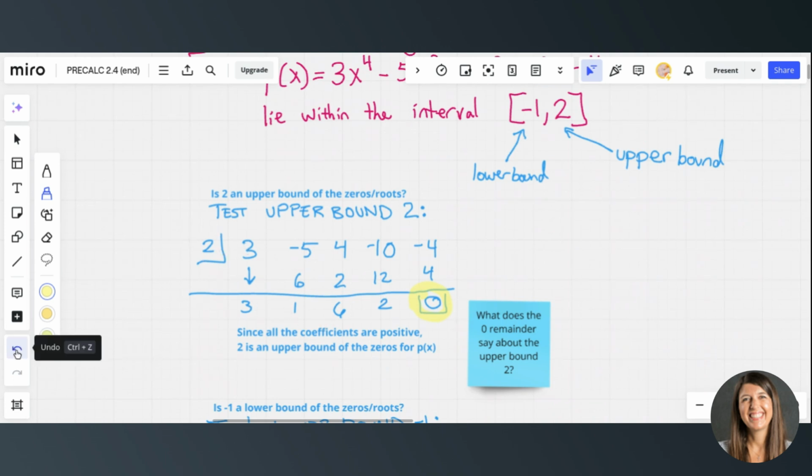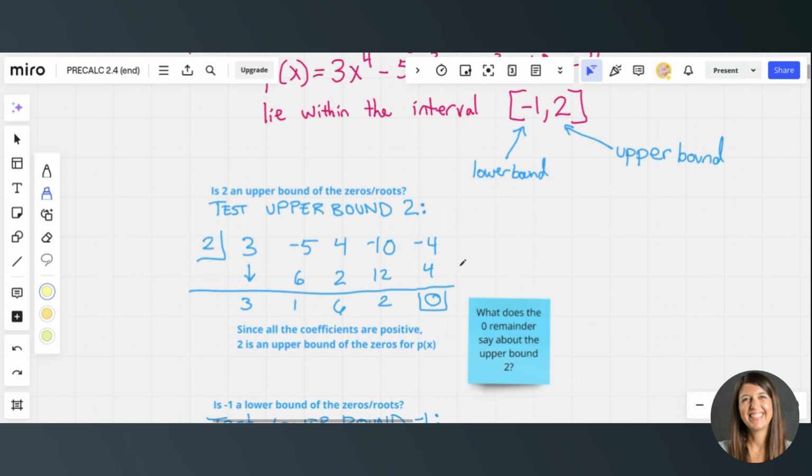So that's good to know. All right. Now we're going to use the upper bound test, and we're going to look at these numbers that we got, so these coefficients. And since all the coefficients are positive, we know that 2 is an upper bound of the zeros for p of x. So indeed, 2 is an upper bound, and it is a root as well, because the remainder is 0, and there is no greater root than 2. Okay, because we're saying it's an upper bound, so it's within this interval.